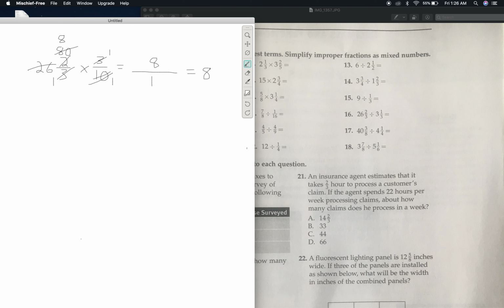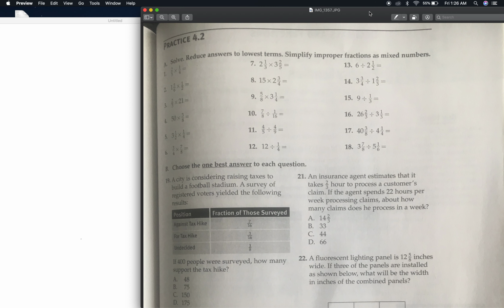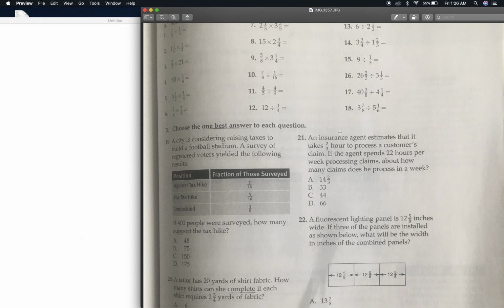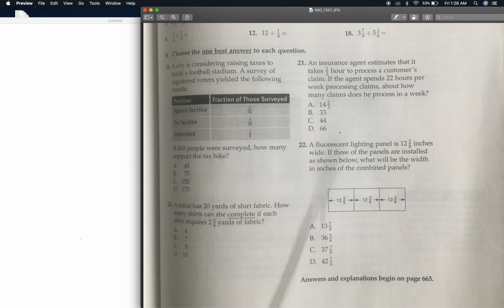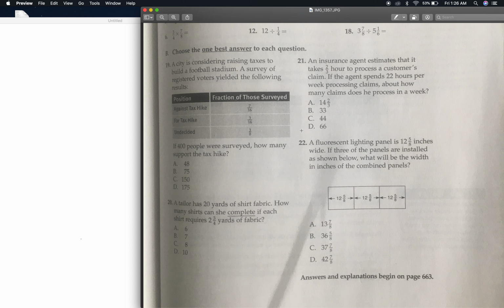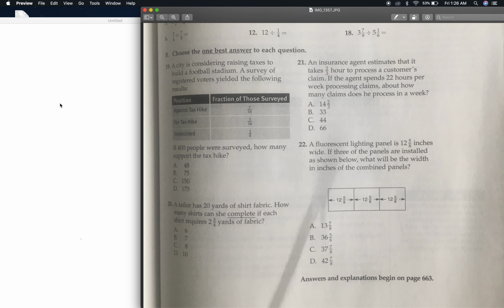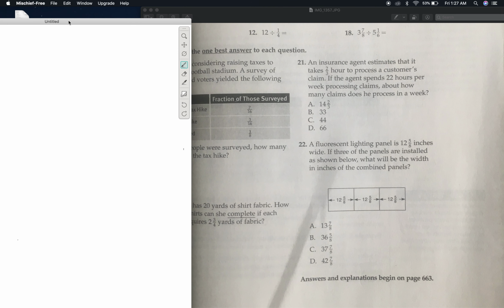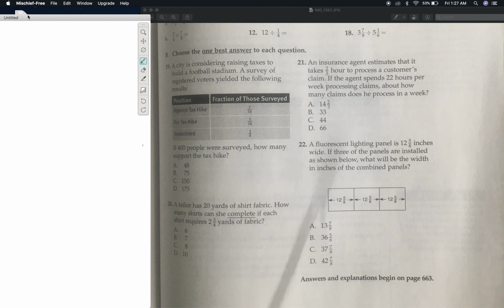Beautiful. Okay, let's get on to the story problems over here. The story problems do take practice, because sometimes it's a bit hard to tell what you're supposed to do. Should you multiply or should you divide? But the more you do them, it gets easier.